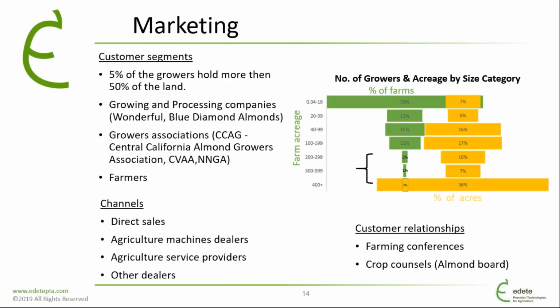Our market penetration will be targeted to top-tier growers, 5% of the total 6,400 Californian growers that hold more than 50% of the cultivated area. Australian market structure is very similar to the American one.